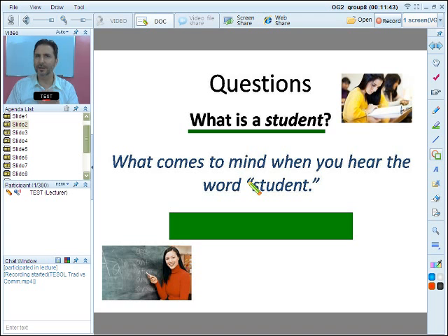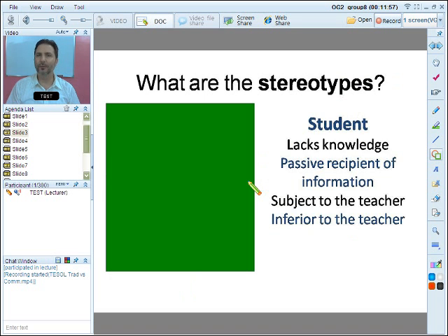Now, the answers I'm going to show you are not going to be all-inclusive. They may not even be favorable for you. You may not like them. But I'm just giving you a generalized idea based on my own experience over the years. For example, when a teacher hears the word student, they may think lacks knowledge. The student lacks knowledge, and it's my job to give them knowledge, possibly. It might be also that the student is simply a person who sits in my class and receives my information. That could be a stereotype.